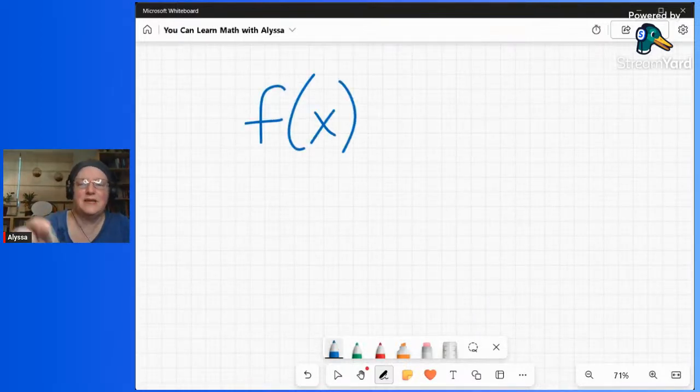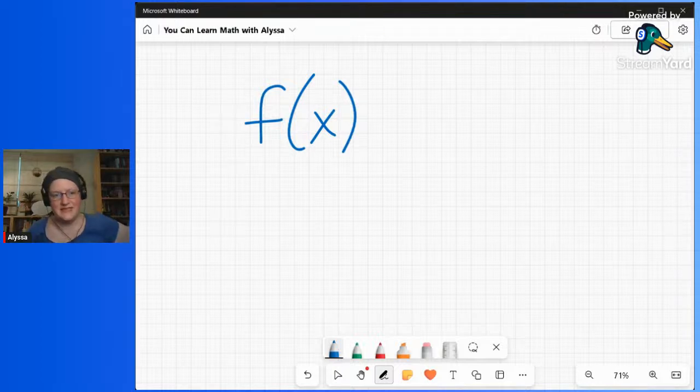They show up constantly. And my goodness, they show up all the time on the SAT and the PSAT. Functions all the time.